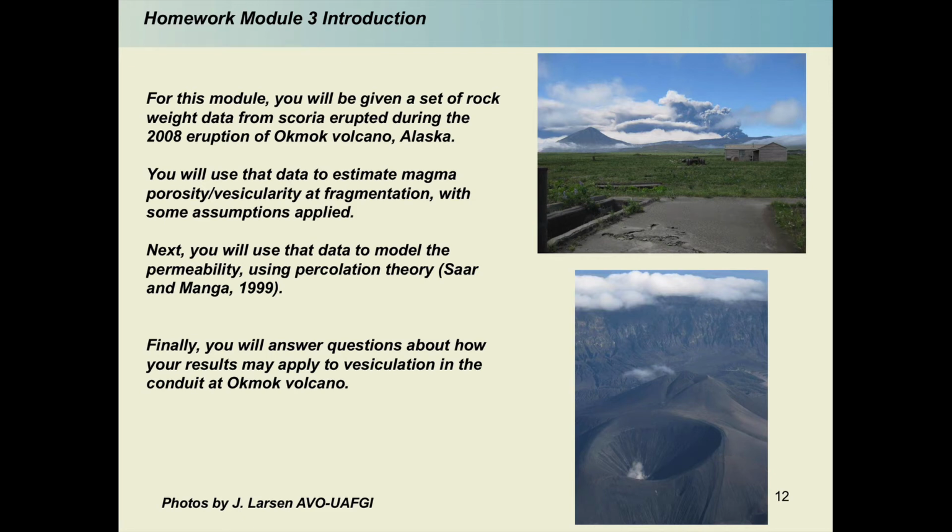Okay, so for this module, you're going to be given a set of rock weight data from scoria erupted during the 2008 eruption of Okmok Volcano, Alaska. You're going to use that data to estimate the porosity of the magma at fragmentation. From the vesicularity of those samples, you're going to basically estimate the gas content of the magma, which is represented by your calculated porosities from those little scoria samples.